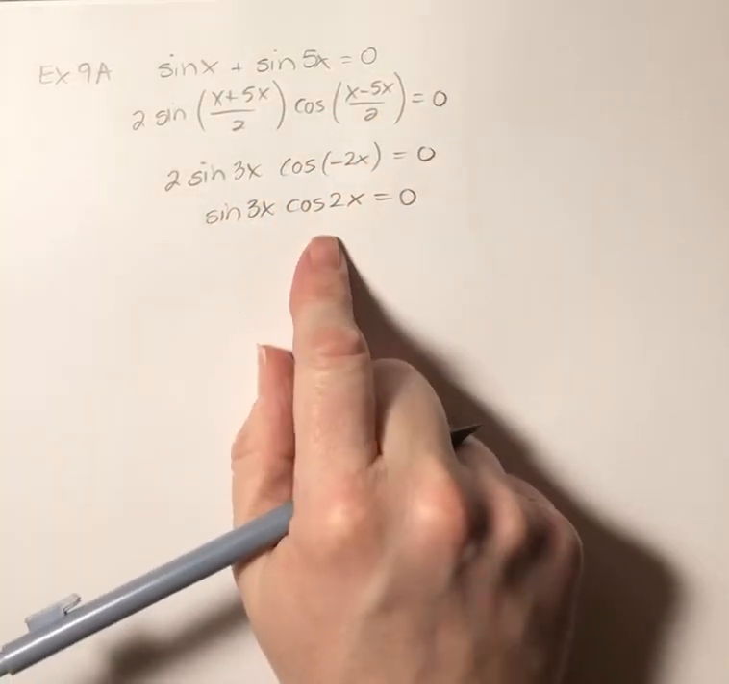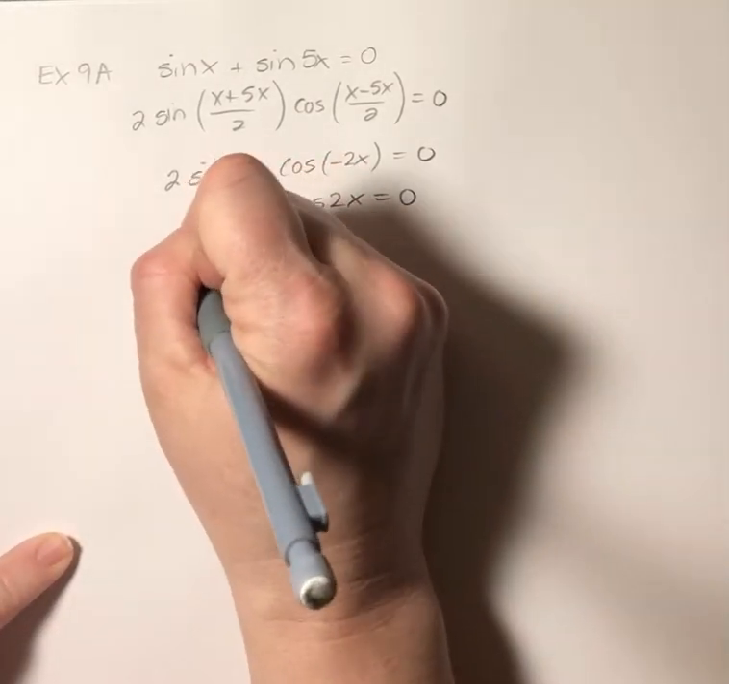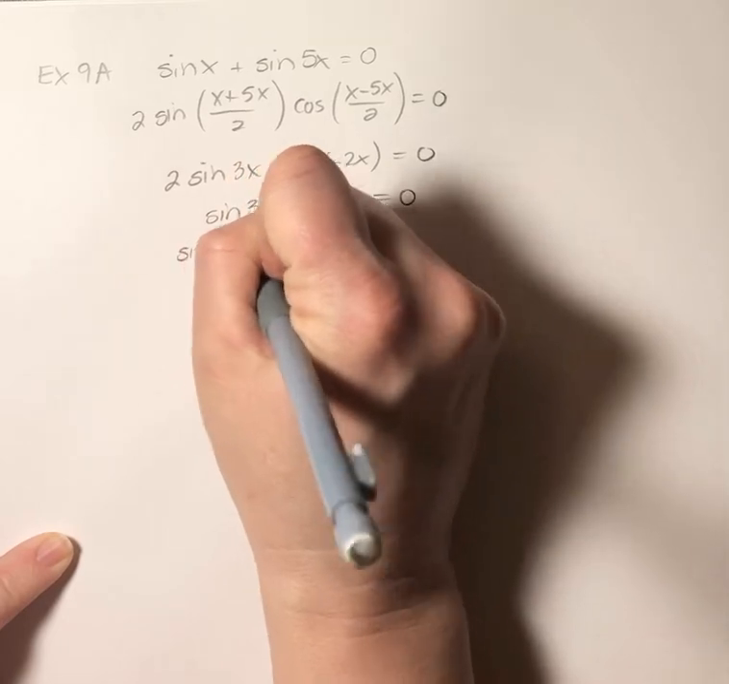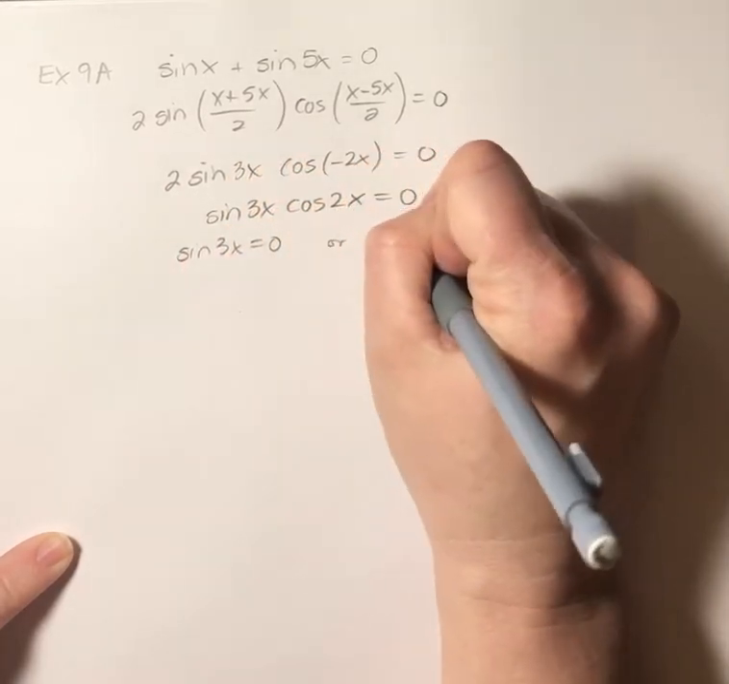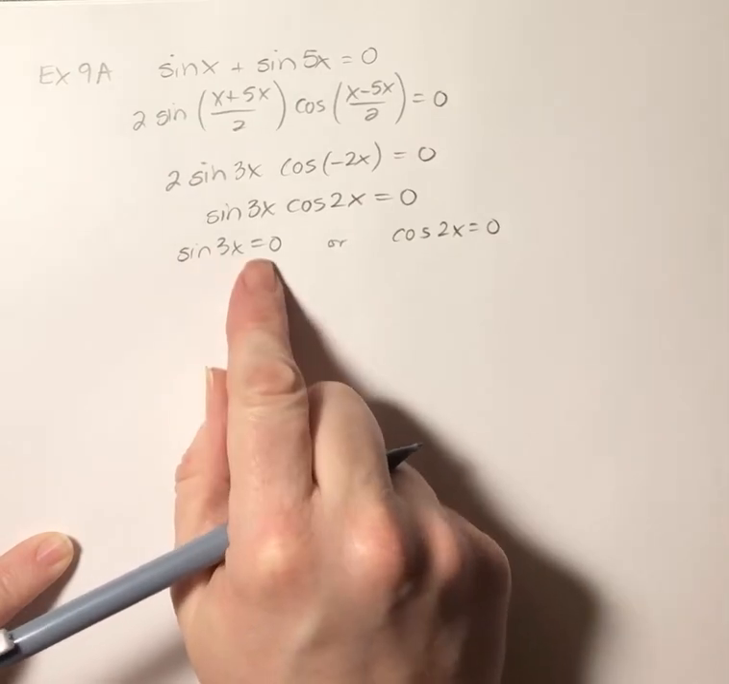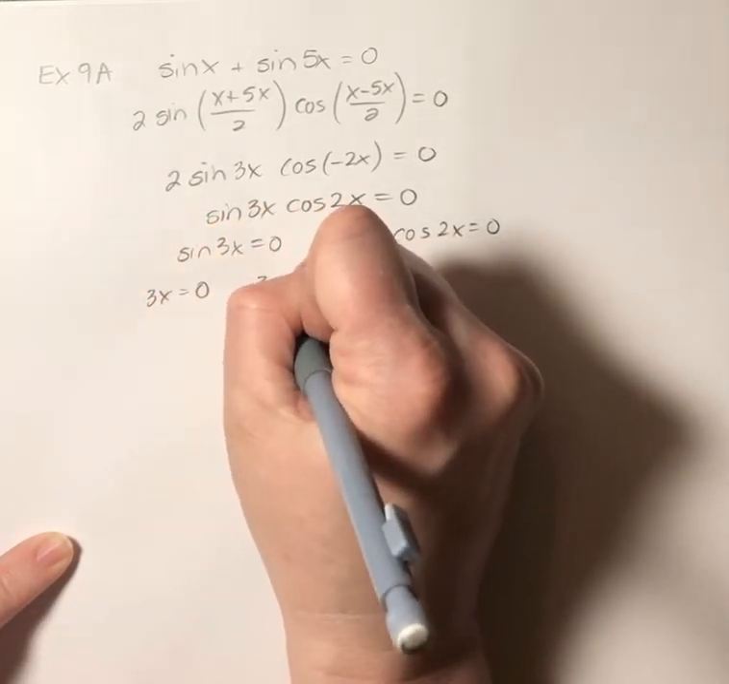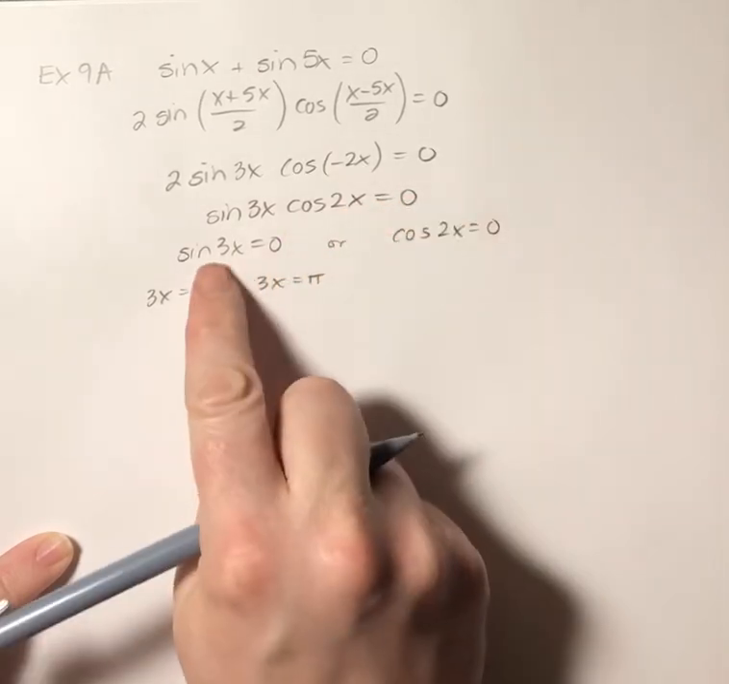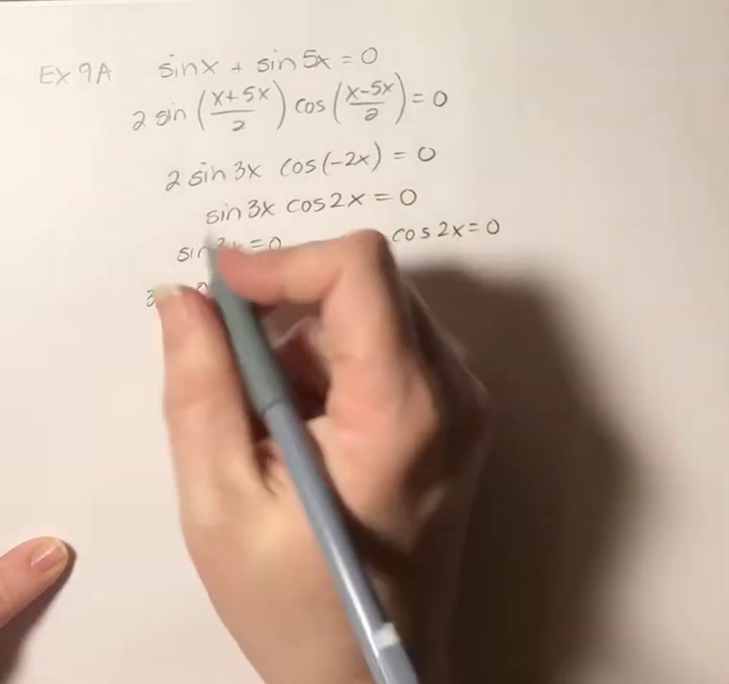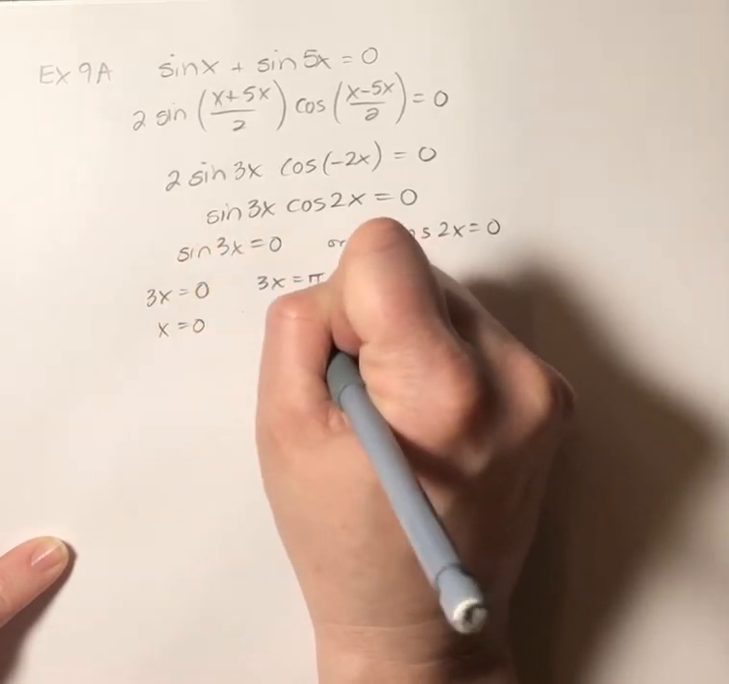I have a product, so I can now use the zero product property. So the sine of 3x equals 0, or the cosine of 2x equals 0. So where does sine equal 0? It equals 0 at 0 and pi. But this isn't an x, it's a 3x, so I get 0 and pi thirds.